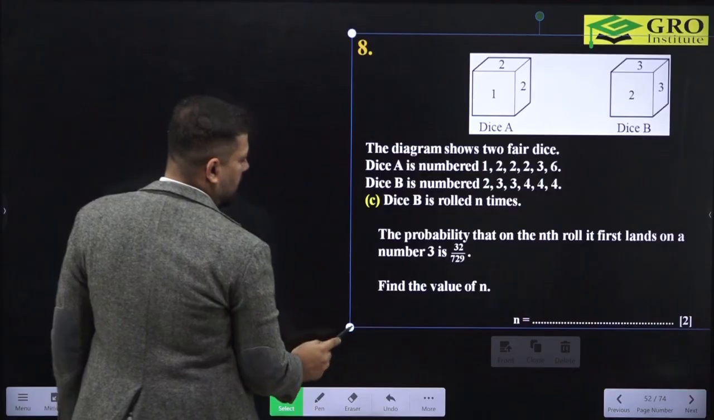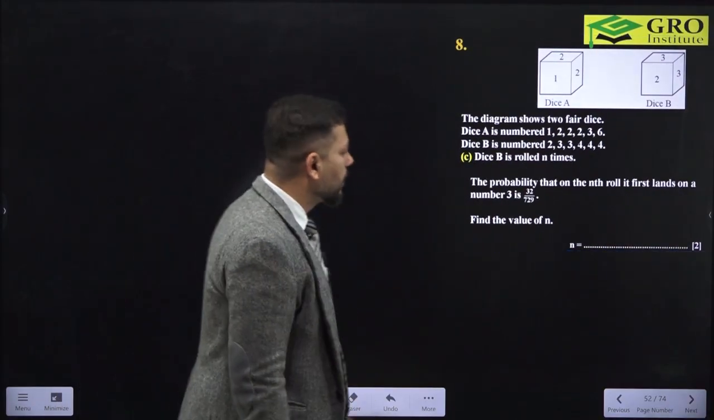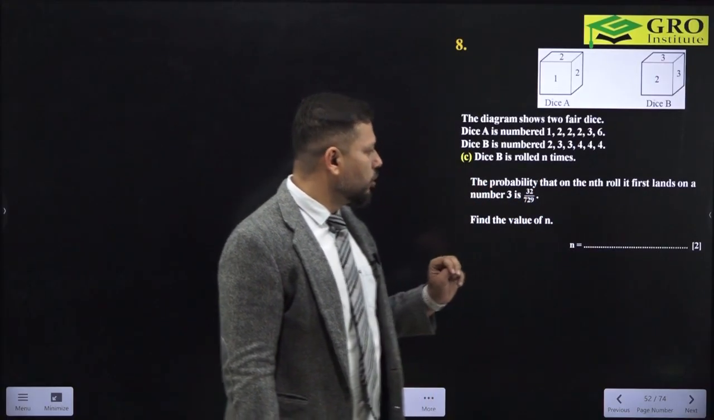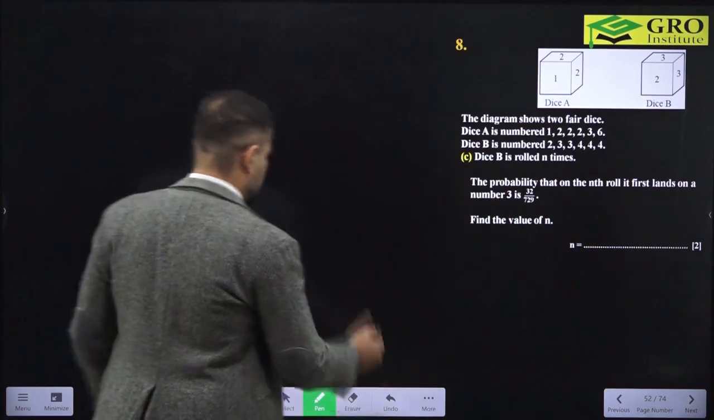Let us make some space. Now look at dice B. How many times do we have a 3 over there? We have 2 times 3 over there. So what is the probability of getting a 3? That is right.